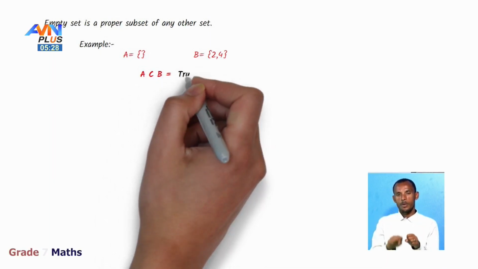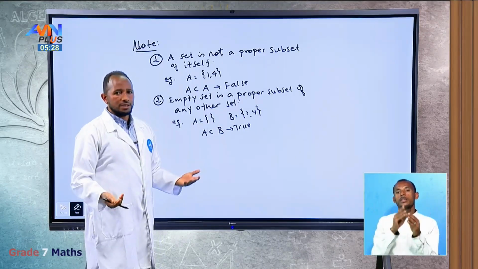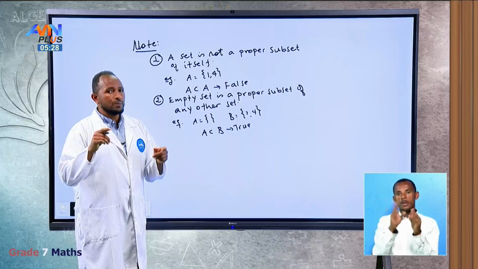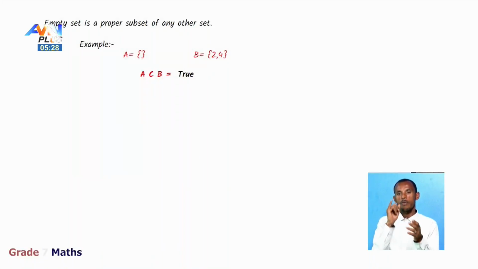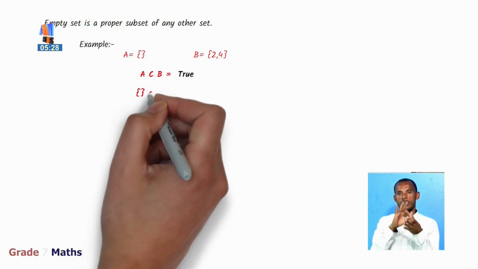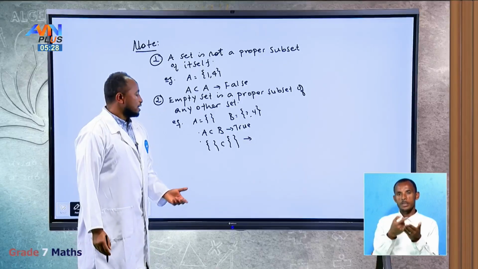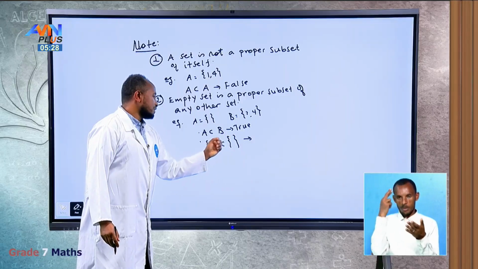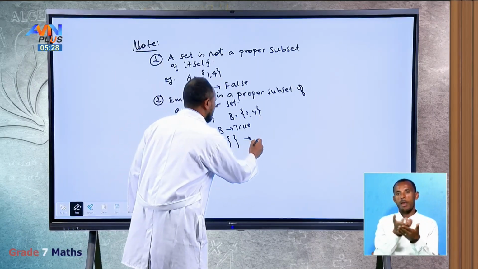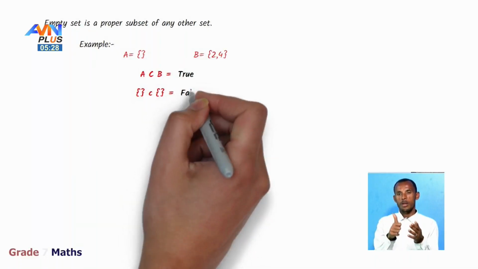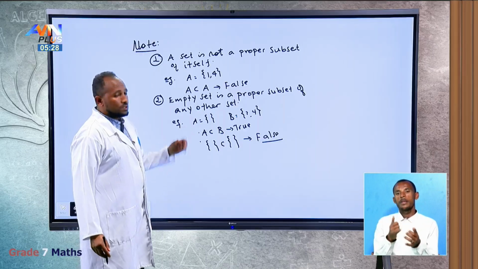So you have to know that the empty set is a proper subset of any other set, but the empty set is not a proper subset of the empty set itself. Which means if you have such a statement, the empty set is a proper subset of the empty set, this one is a wrong statement, because the second set has no more additional element. Because of this, it is a wrong statement. So this is it.